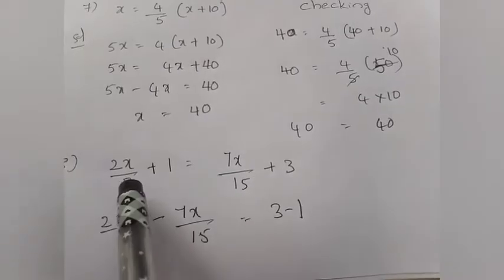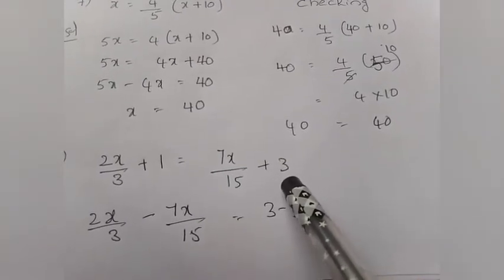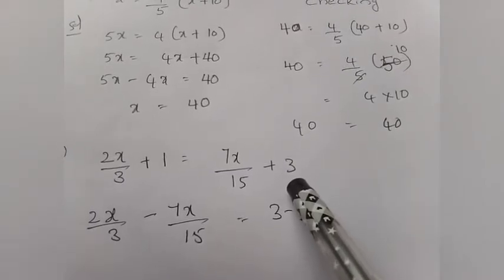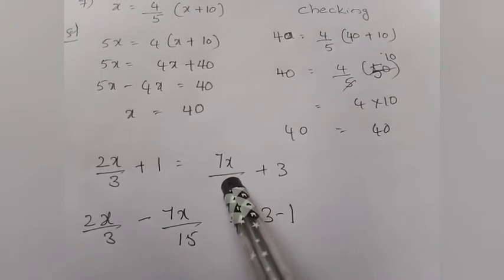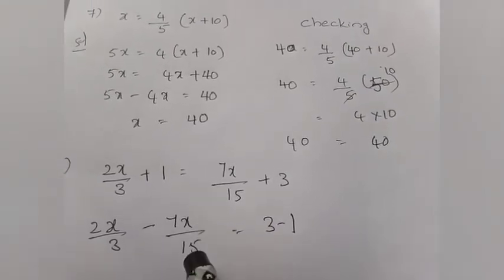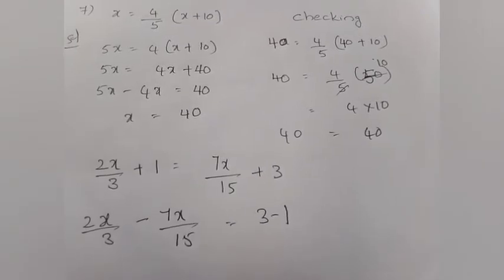Come to the eighth one. 2x by 3 plus 1 is equal to 7x by 15 plus 3. Same way, writing all the variables one side. 2x by 3, this plus 7x, when it comes this side becomes minus 7x by 15, is equal to 3 here, and this is minus 1.